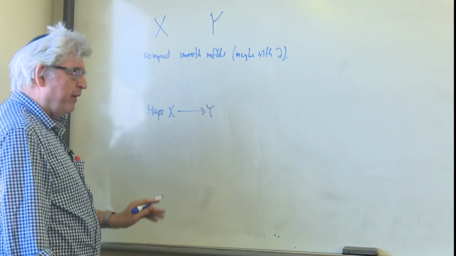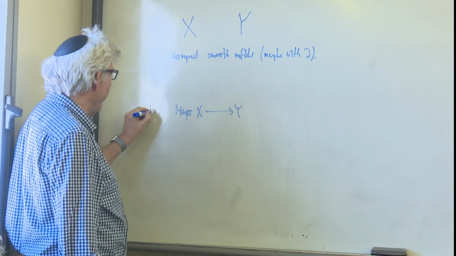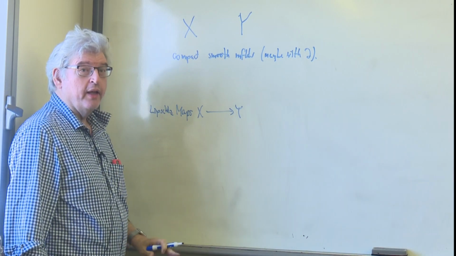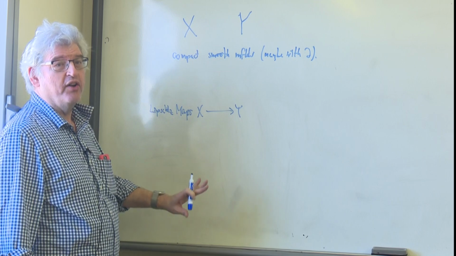Included in these maps, and it seemed like a good thing to do, we were looking at the Lipschitz maps. And because of compactness, the Lipschitz maps are dense inside of the continuous maps.